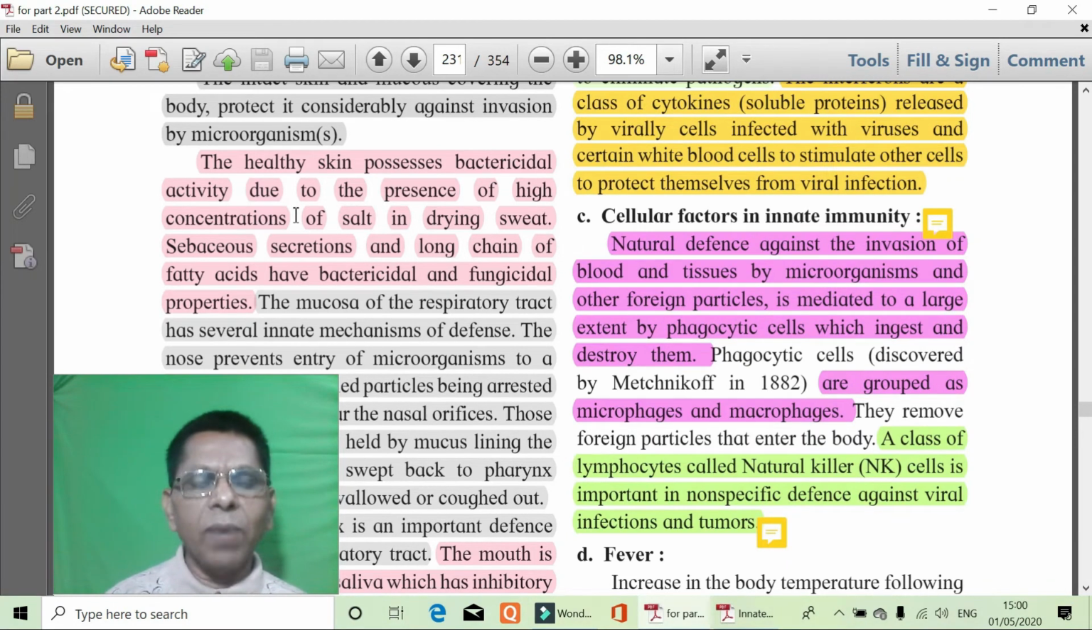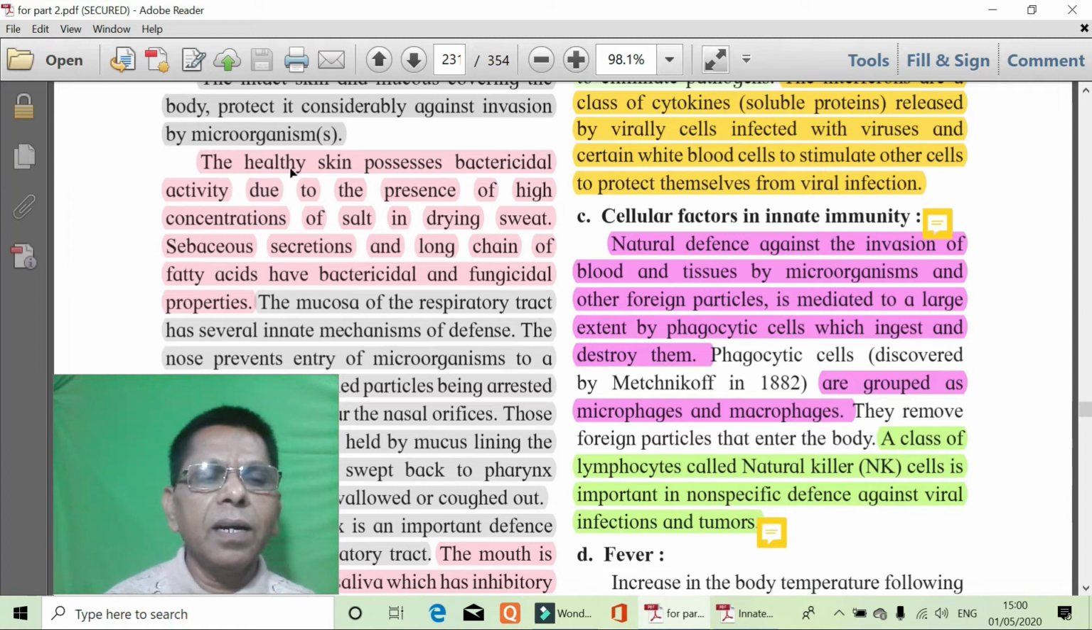Number 1, sweat. Number 2, sebum. Number 3, mucus. Number 4, saliva. Number 5, hydrochloric acid, HCl. Next, the urine. Then the next, semen. Then the next, tears. The example is given over here.